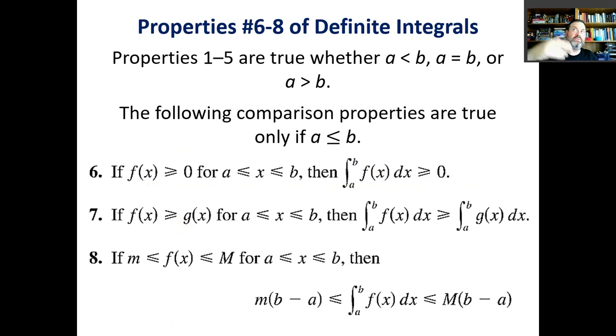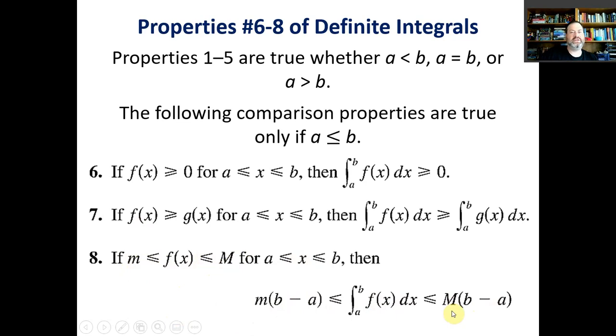So 6 and 7 are easy to use. If you're moving on to Calc 2, you're going to use those two properties a bunch in Calc 2. Number 8 is the harder property to use, so this is the one we want to talk about the most. If little m is less than or equal to f of x is less than or equal to capital M, then you have this whole thing.